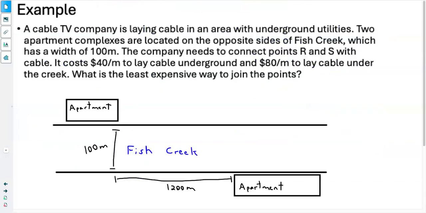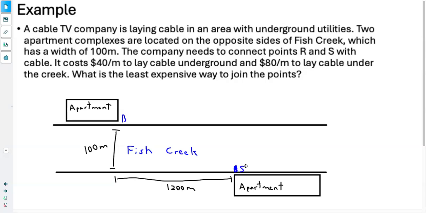Okay, next we have a more complex situation. We have a cable TV company laying cable in an area with underground utilities. Two apartment complexes are located on opposite sides of Fish Creek, which has a width of 100 meters. The company needs to connect points R and S, which this should be point R, and this should be point S, with cable. Now we're told it costs $40 a meter to lay cable underground and $80 a meter to lay cable under the creek. We want to find the least expensive way to join our points.